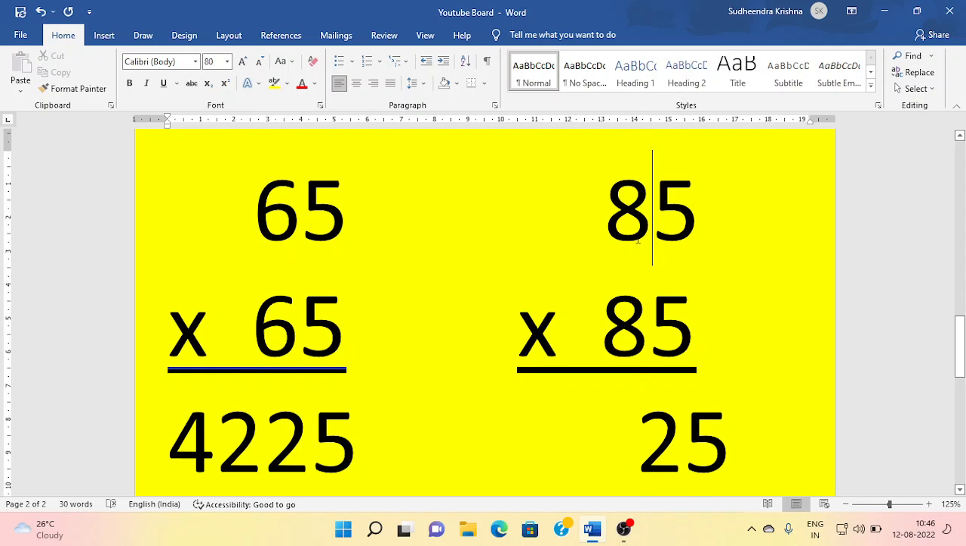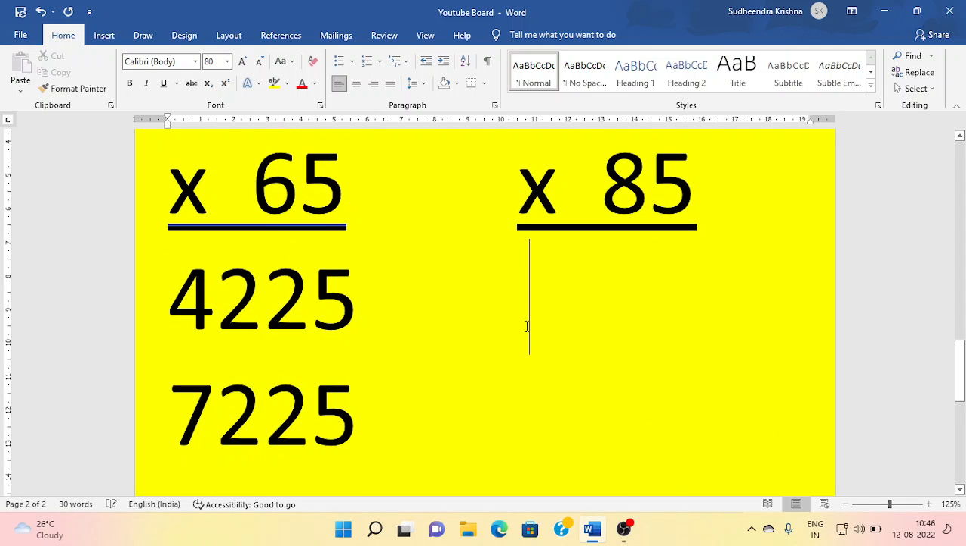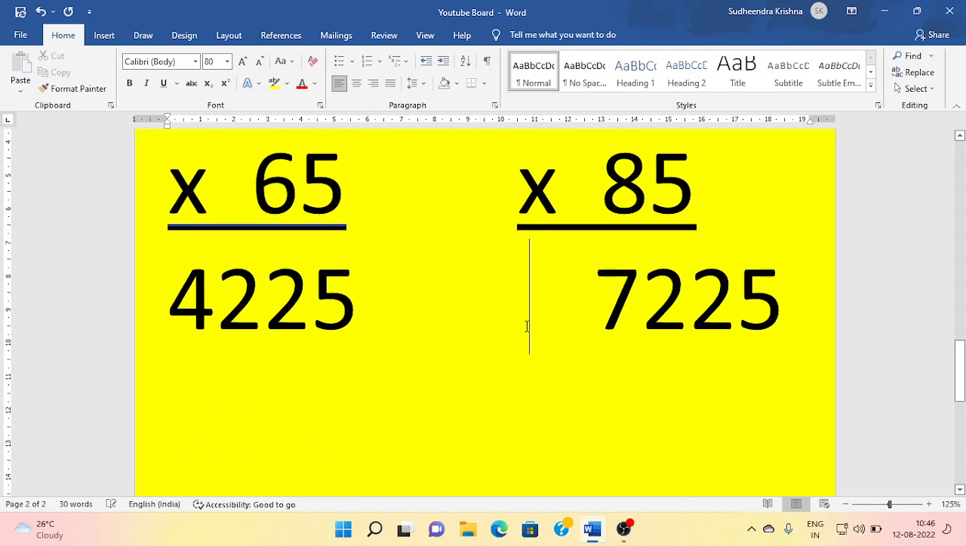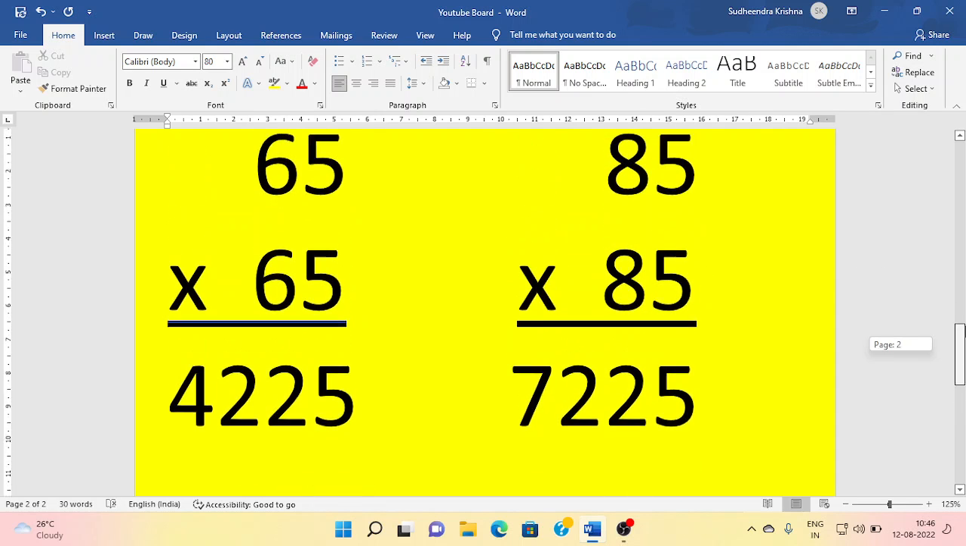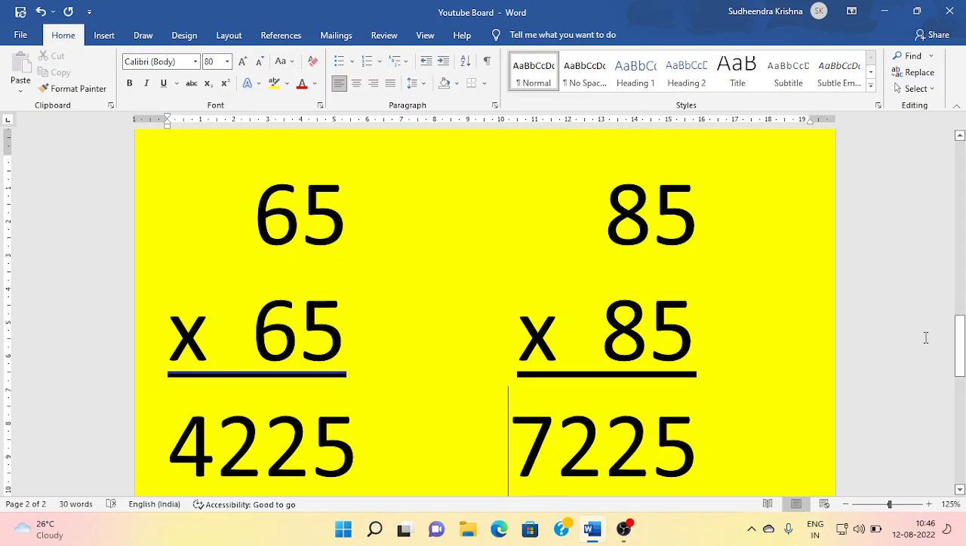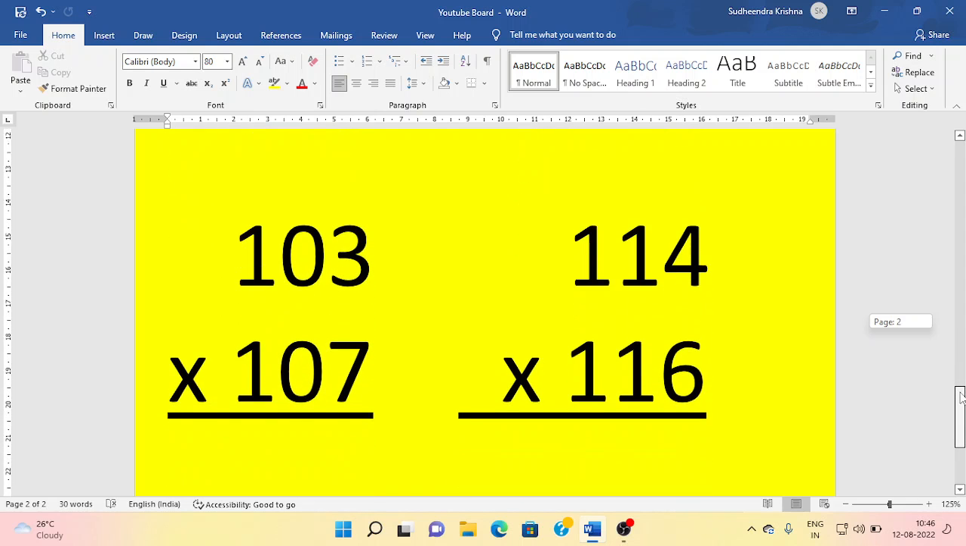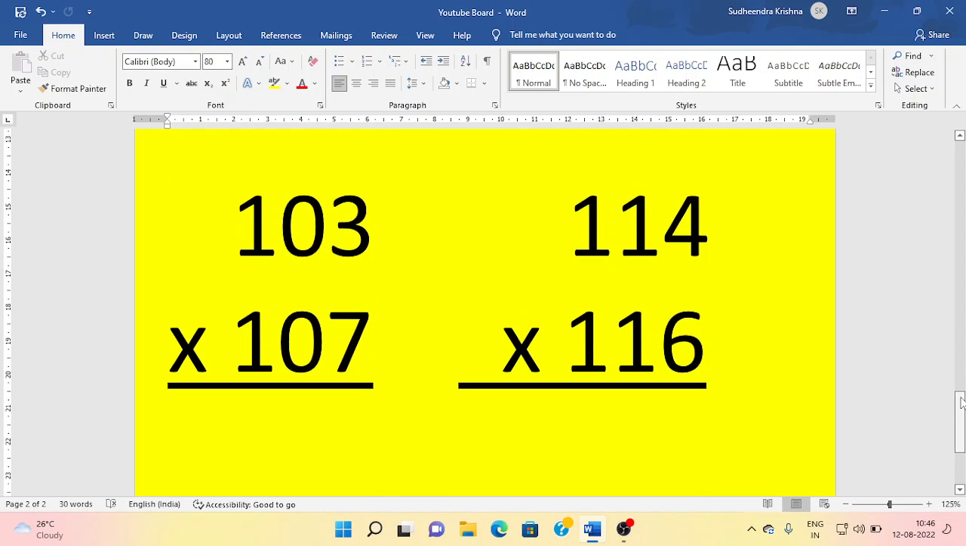Now in the tens place of both the numbers you have 8. 8 plus 1 is 9. So multiply 8 and 9. 8 nines are 72. So this is the required answer. So 85 into 85 is equal to 7,225.